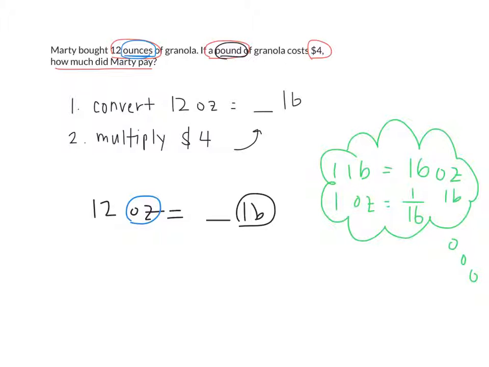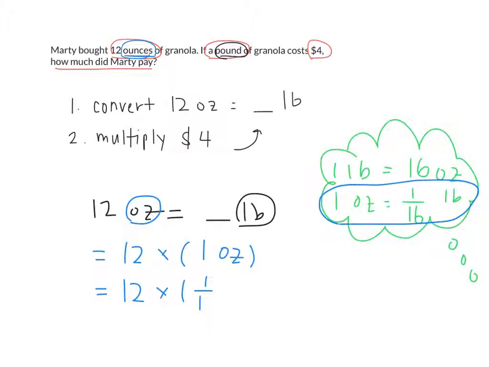12 ounces equals how many pounds? Well, that's the same thing as 12 copies of 1. Everyone, let's say it together. 12 copies of 1 ounce. Now we want to convert it from ounces to pounds. 1 ounce is equal to how many pounds? 1/16 of a pound. We're in our new units now.